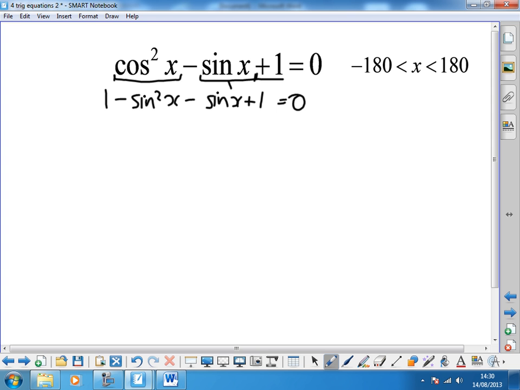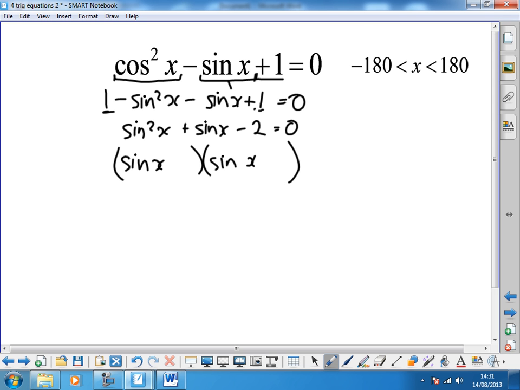Okay. Right, I'm going to multiply everything by -1. Okay. Well, I'm going to collect together my terms as well. Yeah. So sine squared x plus sine x minus 2. Yeah. And now it's looking like that first one we did. Will it factorise? I hope so.